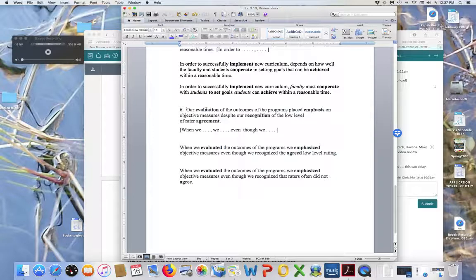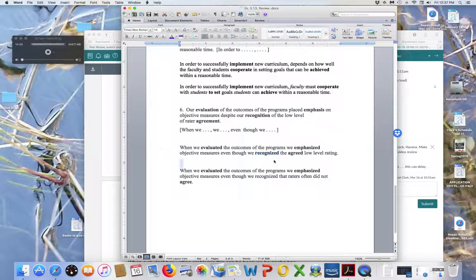Our evaluation of the outcomes of the programs placed emphasis on objective measures despite our recognition of the low level of rater agreement. What that means is something like, they were trying to make it look like it was objective even though people didn't really agree. And notice what I did, I just said it again. But anyway, what did this person do? Evaluation went to evaluated, good. Emphasis went to emphasized, good. Agreement went to agreed, and recognition went to recognized. Yeah, great.